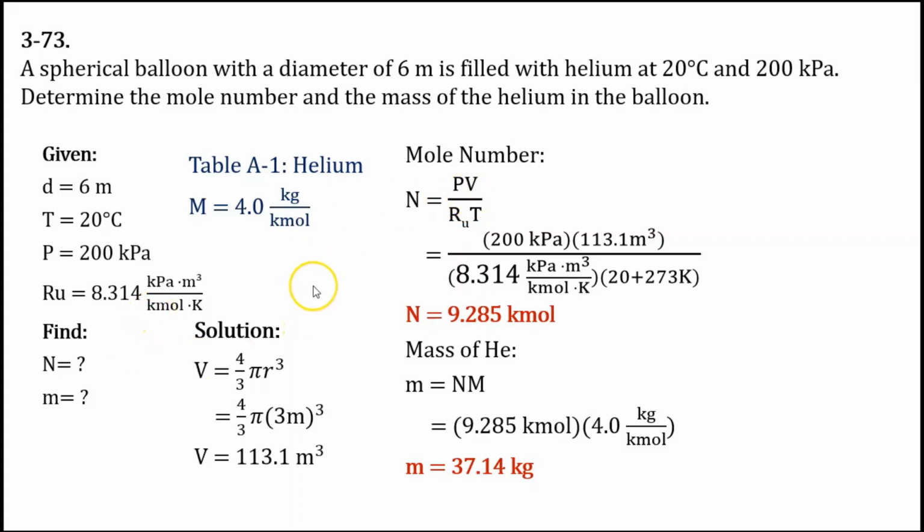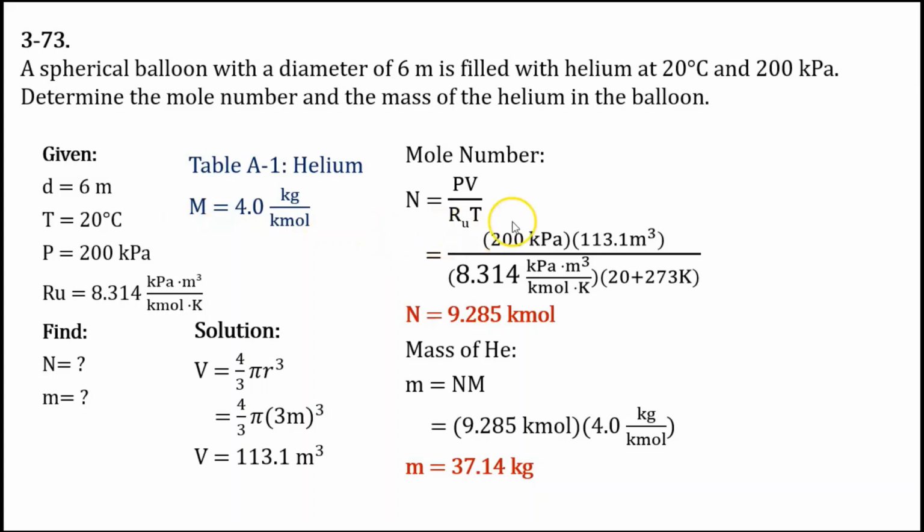So given the formula of the volume of a sphere, we have V is equal to 4/3 pi r cubed. Since the diameter of our balloon is given, which is 6 meters, we will now have the radius of our balloon as 3 meters. So we will now have 4/3 pi, the radius of the balloon, which is 3 meters, raised to 3. Plugging this in the calculator, we will now have the volume of our balloon, which is equal to 113.1 cubic meters.